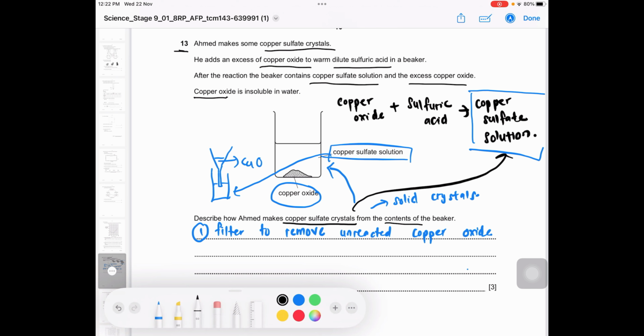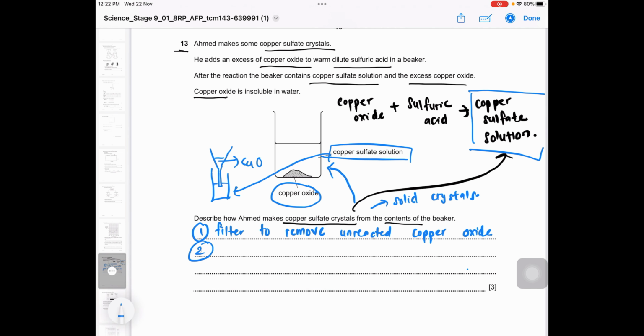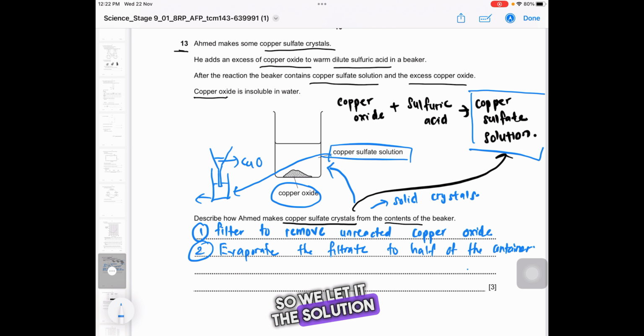Second, we need to evaporate the filtrate to half of the container. So we let the solution evaporate until half of the container.